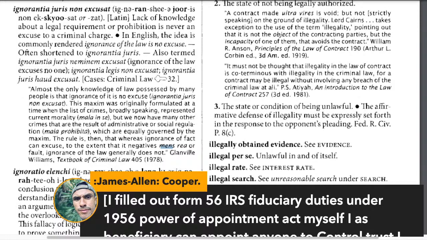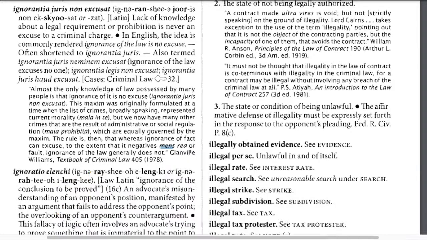Bad fault. Okay, so you filled out 56 IRS fiduciary duties under the Act. Myself, as beneficiary, I can appoint anyone to control the trust. I appoint the Secretary of the Treasury to handle the books for the IRS. I'd like to hear more about that. That sounds pretty interesting. Fiduciary duties under the 1956 power of appointment. All right, let's get back to this.